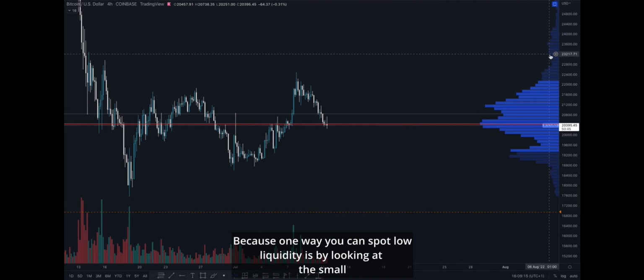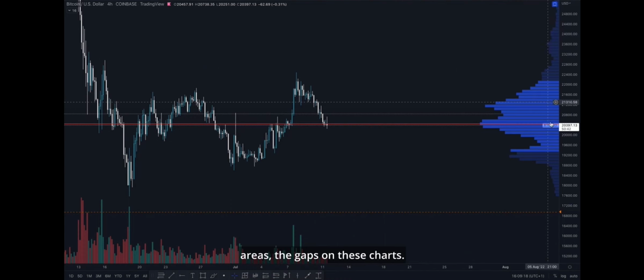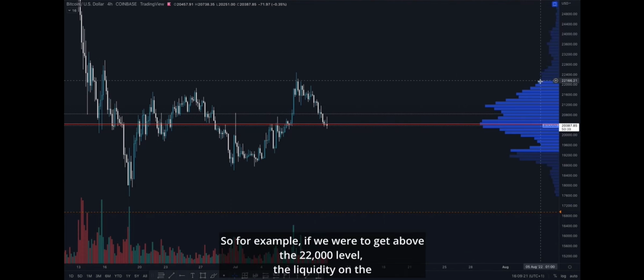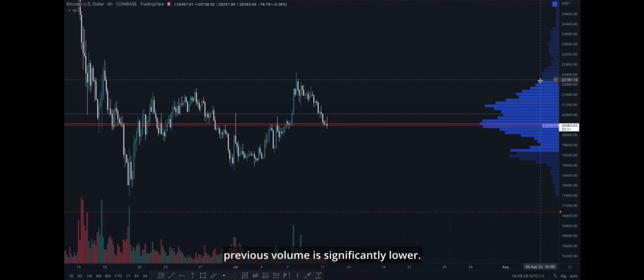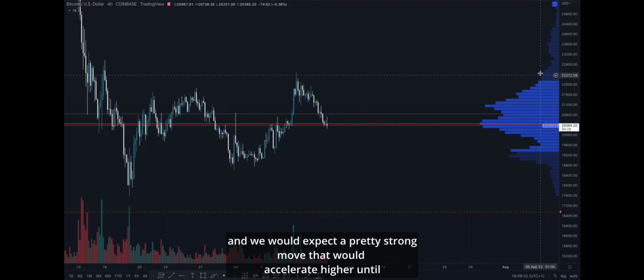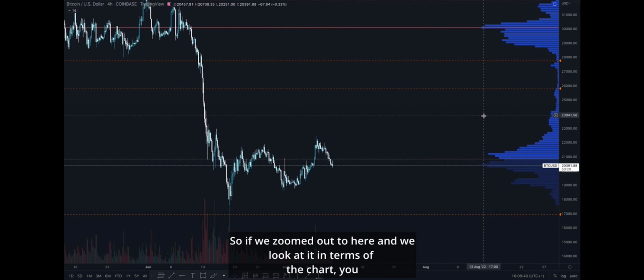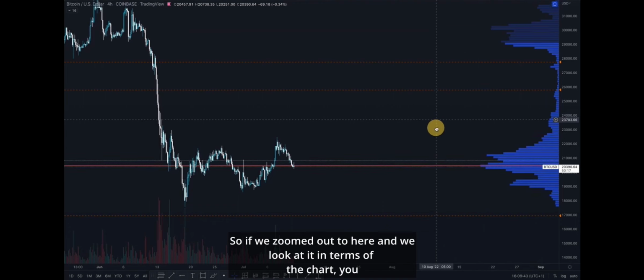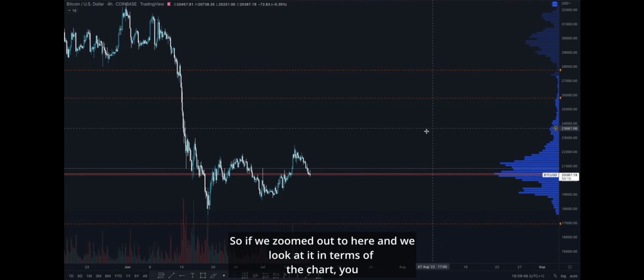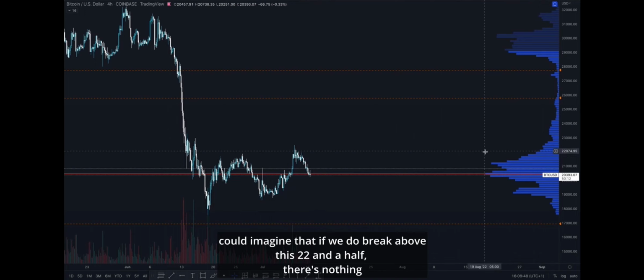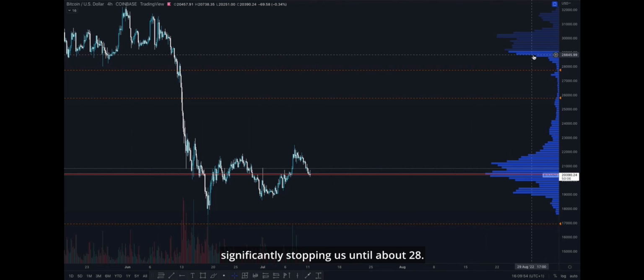One way you can spot low liquidity is by looking at the small areas, the gaps on these charts. For example, if we were to get above the 22,000 level, the liquidity on the previous volume is significantly lower, and we would expect a pretty strong move that would accelerate higher until it finds an area where there was previously strong volume. If we zoom out and look at the chart, if we do break above this 22.5, there's nothing significantly stopping us until about 28.